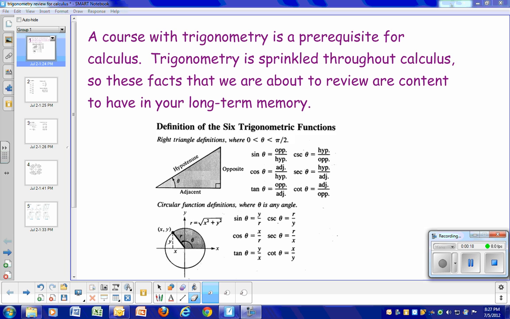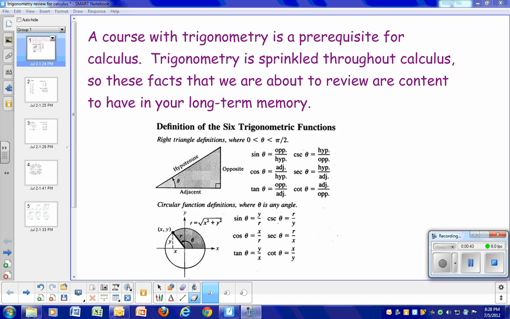Trigonometry is sprinkled throughout calculus. I put that in there just so you know that it's not as if the trig is going to come up at the start and then go away. Neither is it the case that there's just a big block of calculus that uses trigonometry. It very much comes up just here and there throughout the entire class. And so the facts that we're about to review are content that you need to get into your long-term memory if they aren't there already.